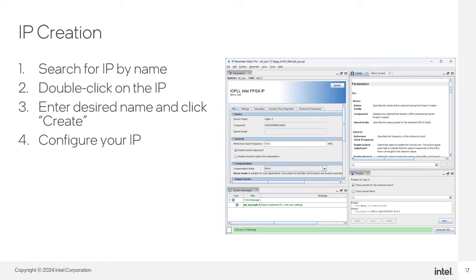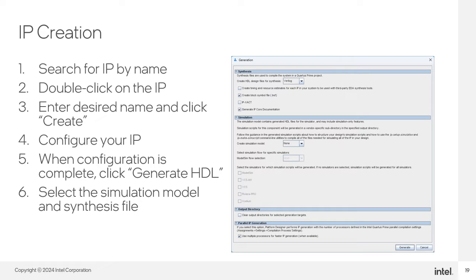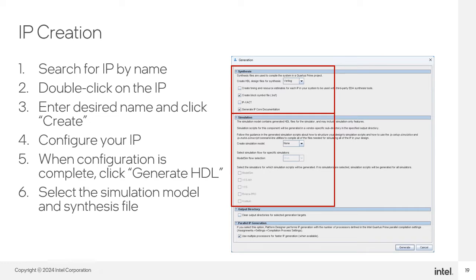Next, the GUI will come up where you can enter the IP's parameters. Many IP will have multiple tabs for the parameters. The details of the parameters can be found in the GUI. When you're done configuring your IP, click on the Generate HDL button. The parameterization page that comes up next will allow you to select your language preference for both synthesis and simulation files. This page also offers other parameters for you to modify according to your project's needs.